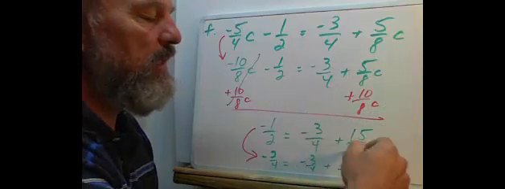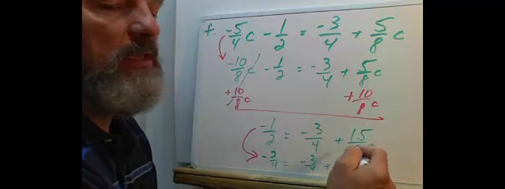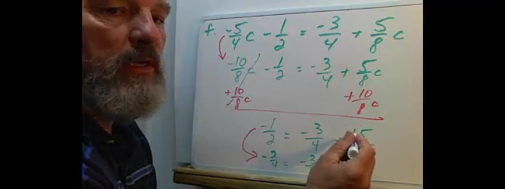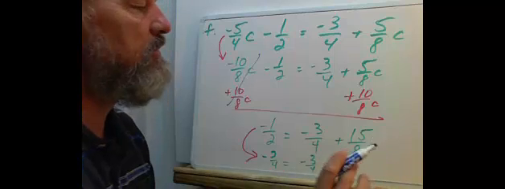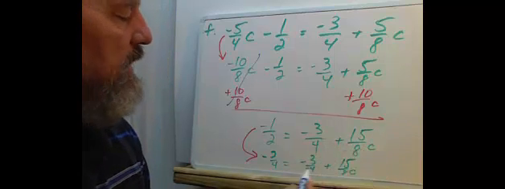Don't be tempted to turn that into a mixed number. Just leave it improper like it is. This is always going to help you out in algebra. Just leave it like it is for now. So we have 15/8 C.